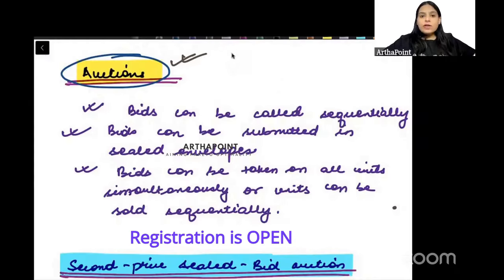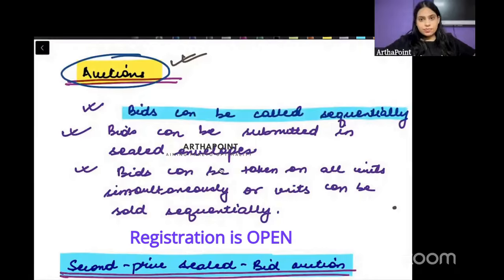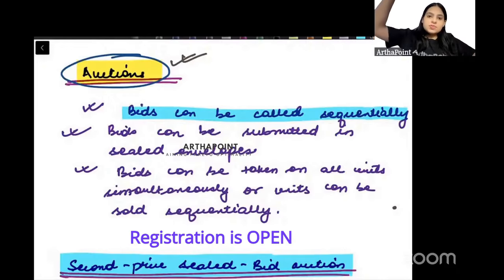Now, on a very similar note, I want to discuss different kinds of auctions today, right? These are some of the examples, beta. Bids can be called sequentially. What does this mean? इसका मतलब ये है कि जब हम auction में bidding system देखते हैं, it can be sequential. That first the first person gives some bid, then the next person, then the next person, and so on and so forth. So it can be sequential.